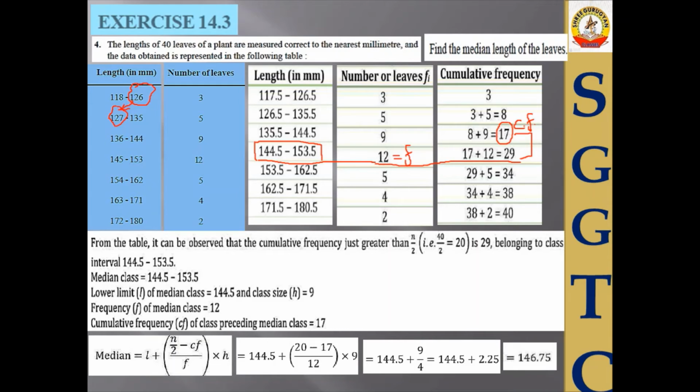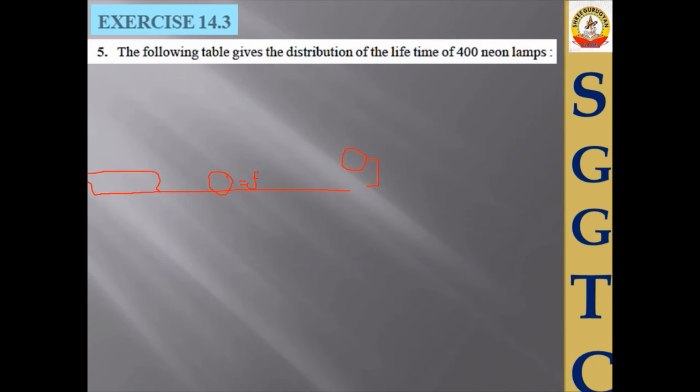That's why I make an underline between 17 and 29, and here your class interval is also ready: 145.5 to 153.5. 12 is your frequency and 17 is your cumulative frequency. Students, the upper class is presented. Now continue, move ahead students.